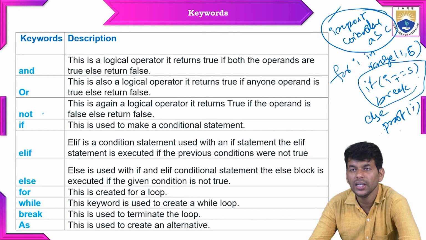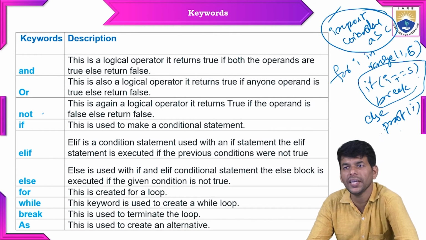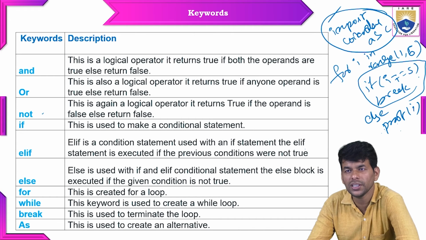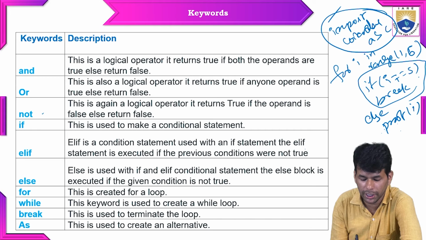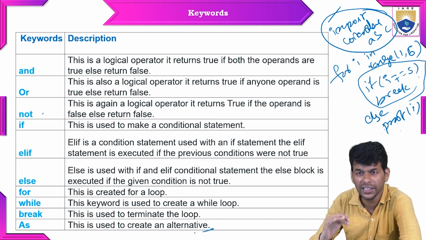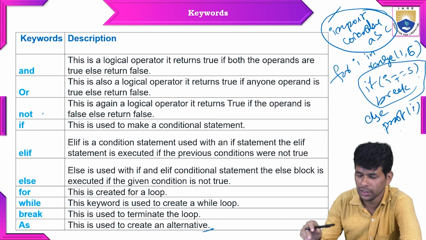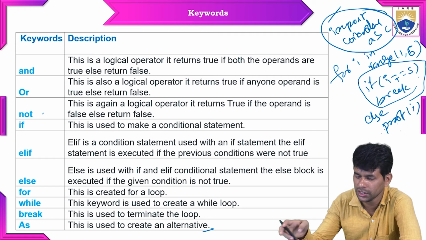Then the same calendar which is printed in the C programming language will be copied into our Python programming language. That means this is used to create an alternate name, the same as. Okay, next one.